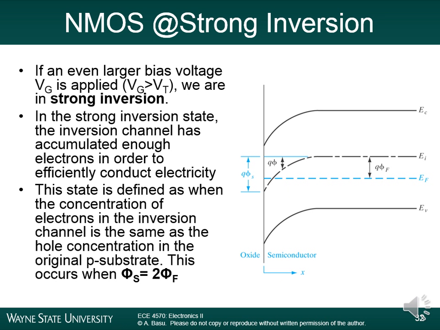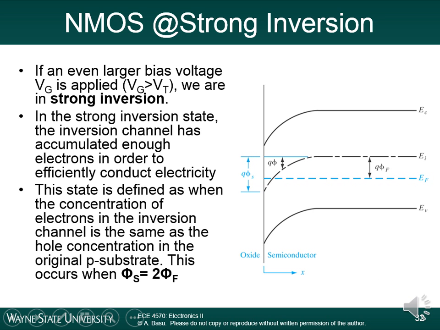So we define strong inversion as the voltage required to create an electron concentration of 10 to the 16th at the inversion region. Okay. So the electron concentration at the interface should be the same as the hole concentration away from the interface. That's what strong inversion is defined to be. If your substrate doping is 10 to the 17th, then you need to look at the voltage that's required to make the electron concentration 10 to the 17th at the interface.